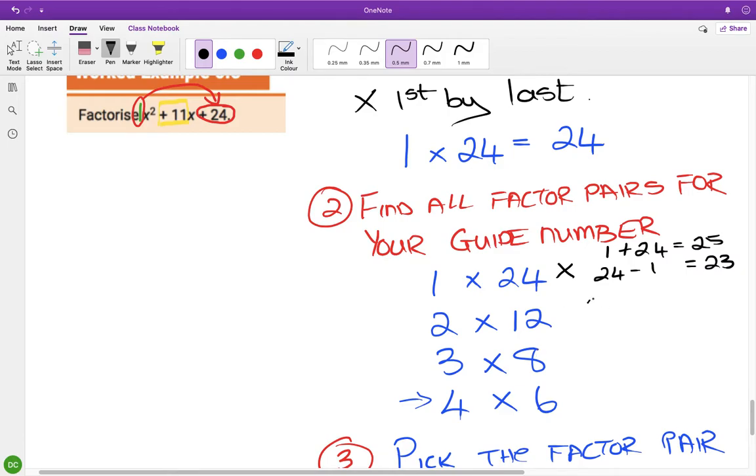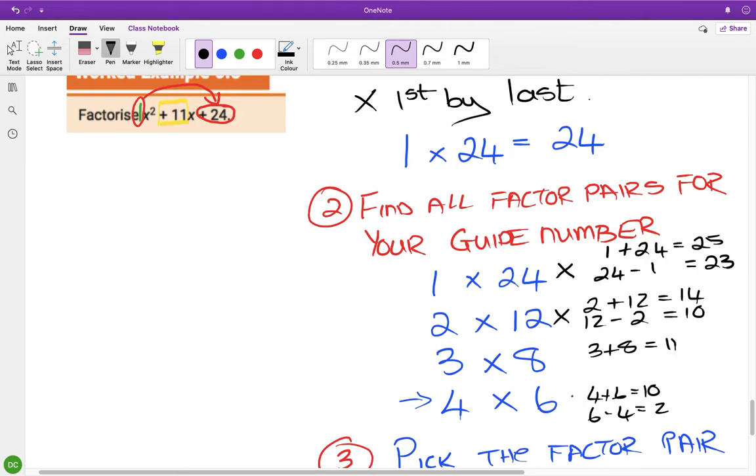2 and 12, so add, 2 plus 12 is 14. Subtract, 12 minus 2 is 10. So closer, but no. 3 and 8, if I add them, 3 plus 8 makes 11. And now just to go down here to check, because sometimes, it's very rare, but sometimes 2 of them work. So here I have 4 plus 6 is 10, and 6 minus 4 is 2, so no. Okay, so I figured out one of my factor pairs that combines to give the middle number.